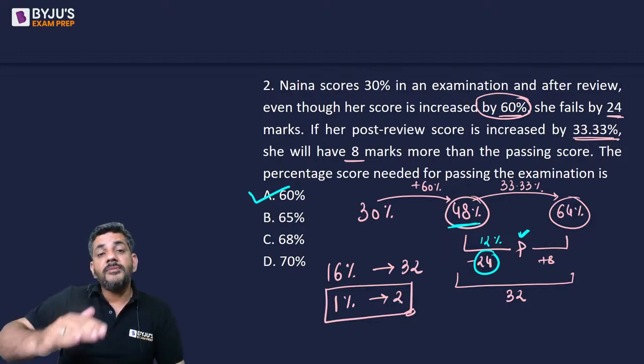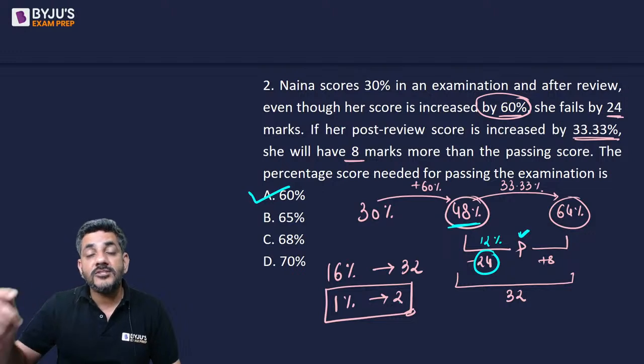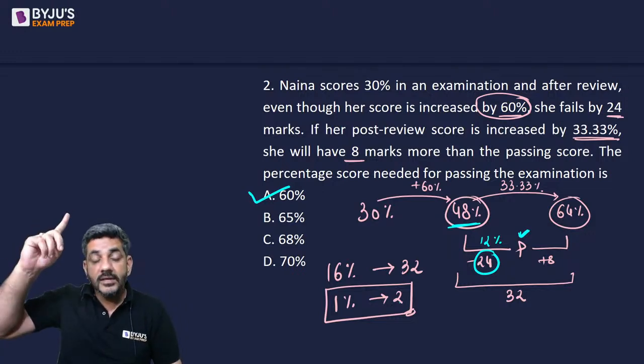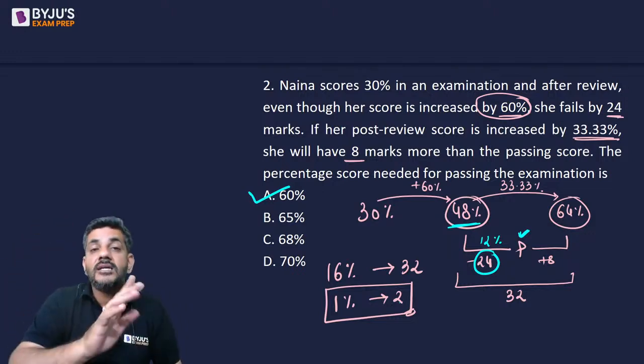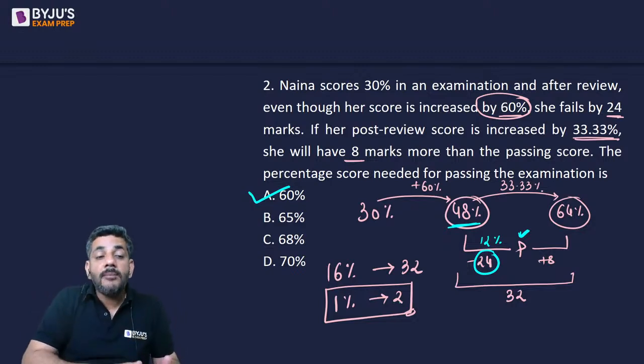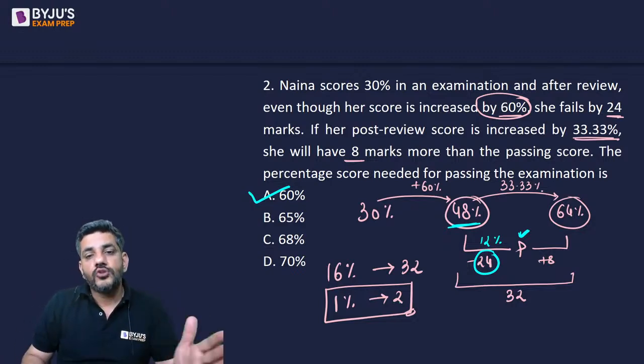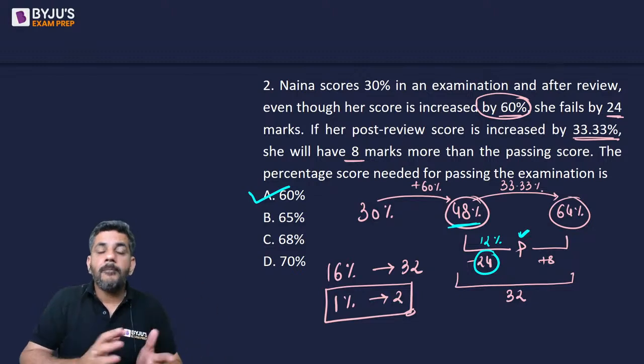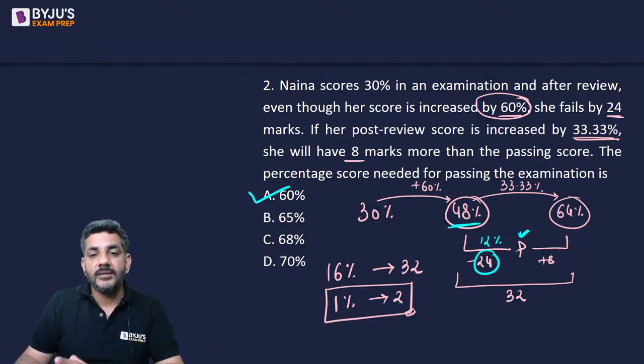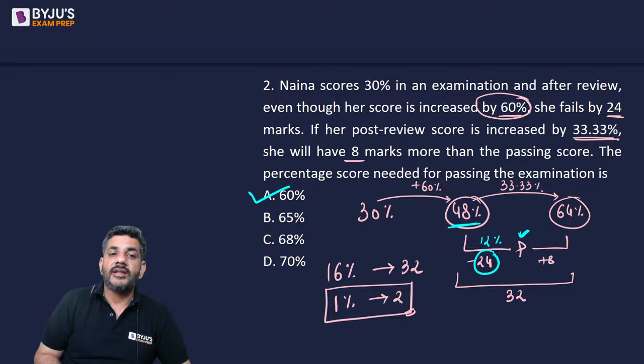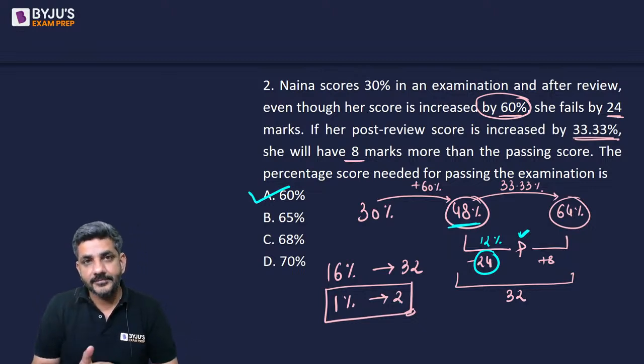But when you say 30% score is increased by 60%, it is not 60% of total. It is 60% of that 30%. Whatever your score is, you are increasing it by 60%. So by that logic, we did 30% plus 60% of 30%. That made the total 48%, and then we got the answer.